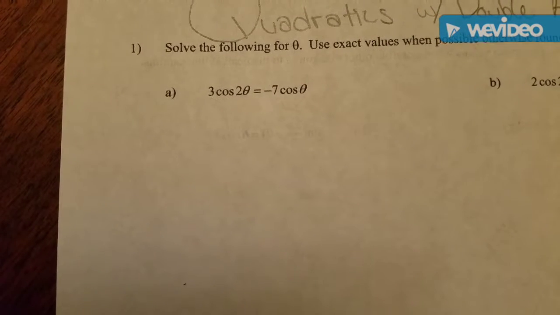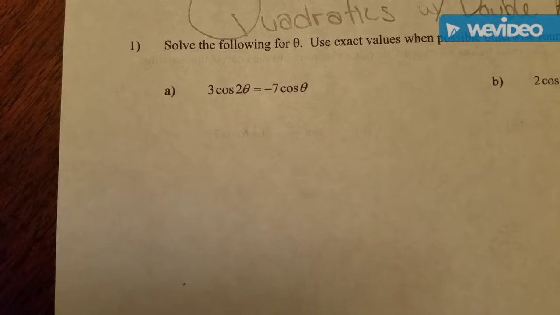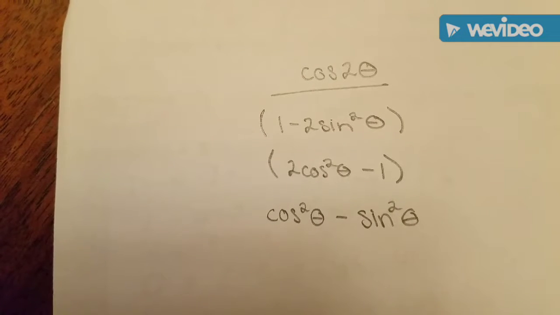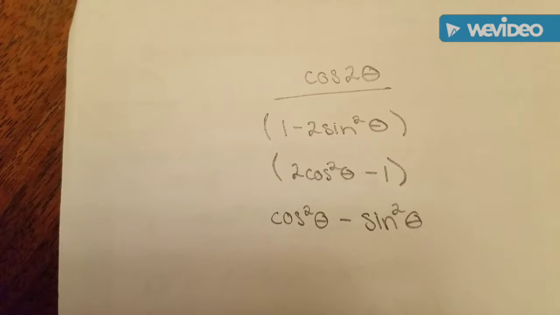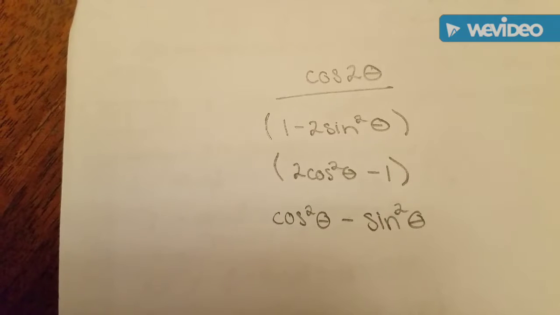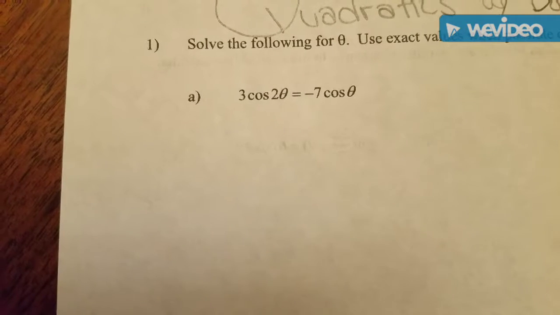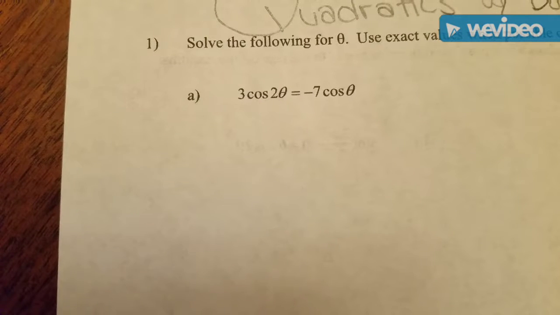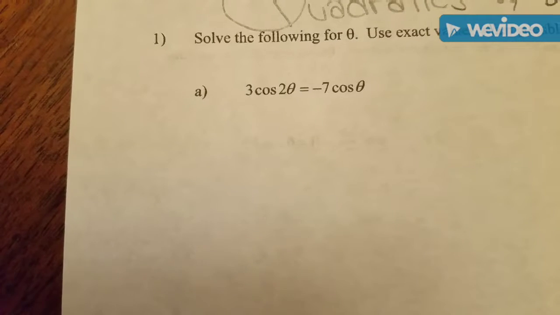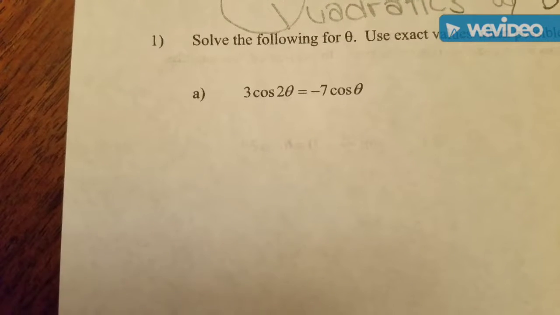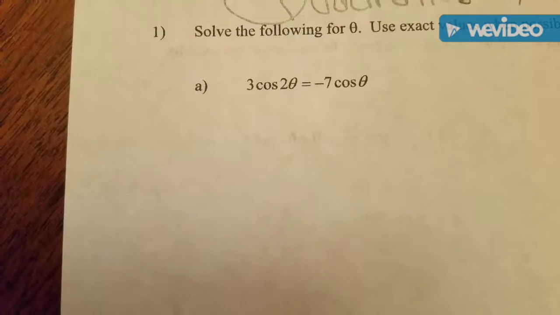If we remember, cosine of 2 theta can be replaced with 3 different equations. These equations are 1 minus 2 sine squared theta, 2 cosine squared theta minus 1, and cosine squared theta minus sine squared theta. Looking back at this problem, we want to make sure we plug in the right equation for cosine 2 theta, so that it's easiest to factor. In this case, I'd want to plug in 2 cosine squared theta minus 1.